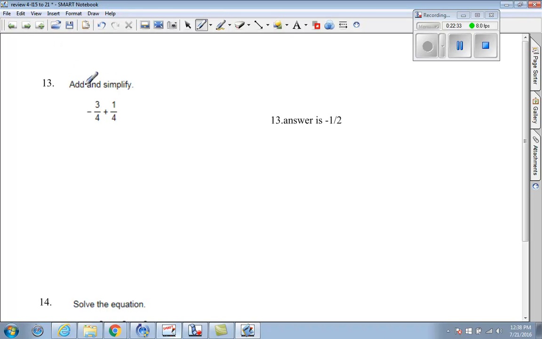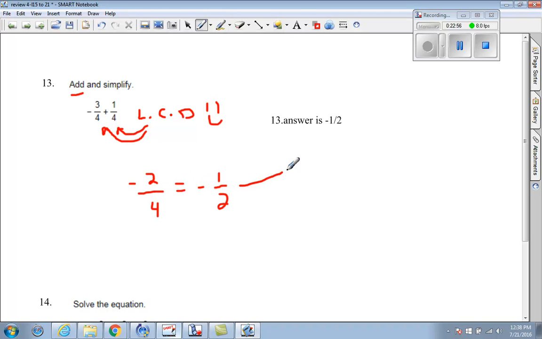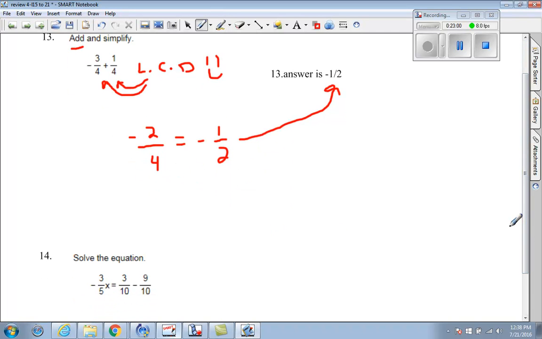Okay, we're adding, so we need the LCD. The LCD is already existing as 4, so those are like terms. So we can just add like terms on the numerators. Negative 3 plus 1 is negative 2. So we have negative 2/4, which is the same thing as negative 1/2. That's why you see the answer as negative 1/2. So always reduce at the end if possible. Negative 2/4 is right, it's just not reduced.